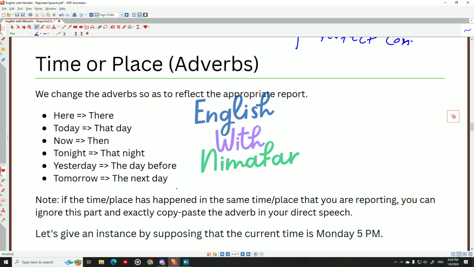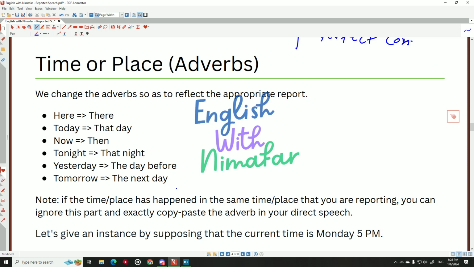For example, 2 hours later, am I still there? No, I'm somewhere else. And you are reporting this to your friend at a school. I was at the soccer field. Now you are at the school. You cannot say here, there. We change the adverbs. Here, there. This, that. These, those. Now, then.